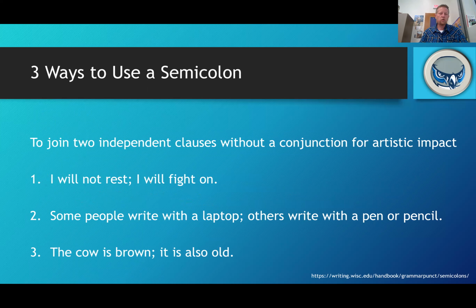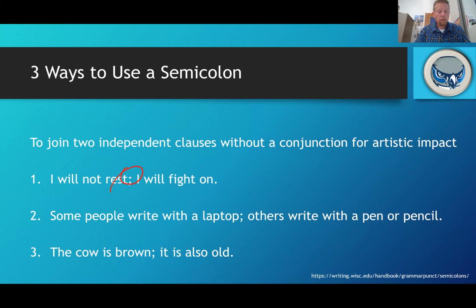So let's go back to that first way, to join two independent clauses without a conjunction for artistic impact. I will not rest; I will fight on. Do you notice that just having this semicolon right here is awfully powerful? It really adds some oomph to the sentence when you don't weaken it with a coordinating conjunction like for, and, nor, but, or, yet, so. You sense that it adds some mystery, some dynamism, some oomph to that sentence when you just use the semicolon rather than weakening it with, I will not rest and I will fight on.